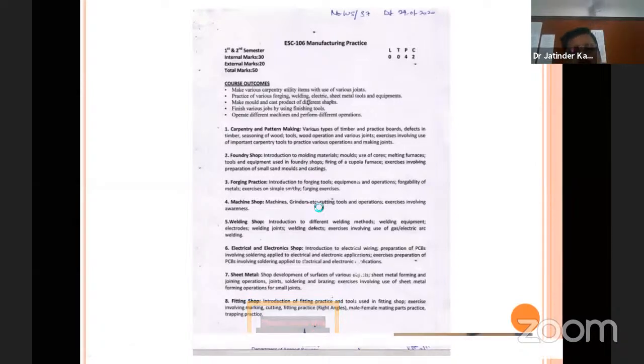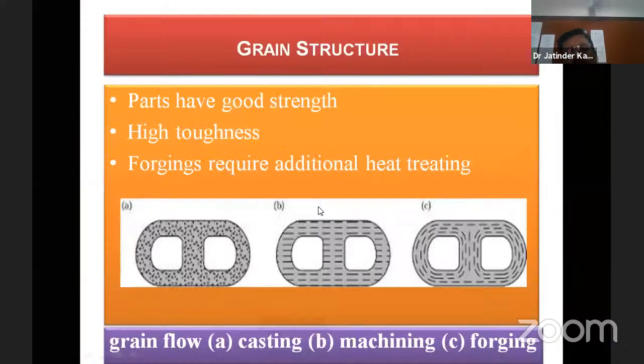So which is important? This is a very important thing. Generally, viva voce questions are asked in the viva. Which component is better? Whether forging is better, whether casting is better, whether machining is better. If you see all the components, there are three components, right? The basic difference is the grain structure. Grain structures you will study.